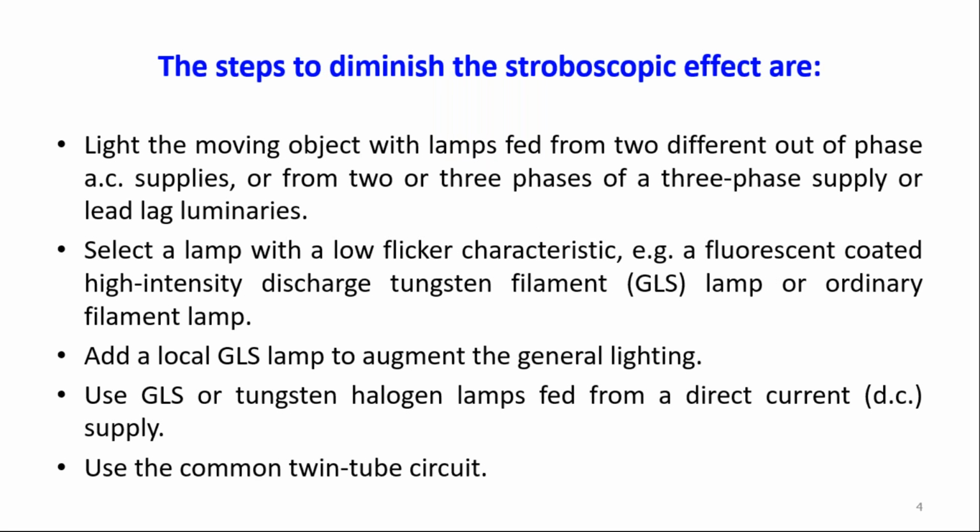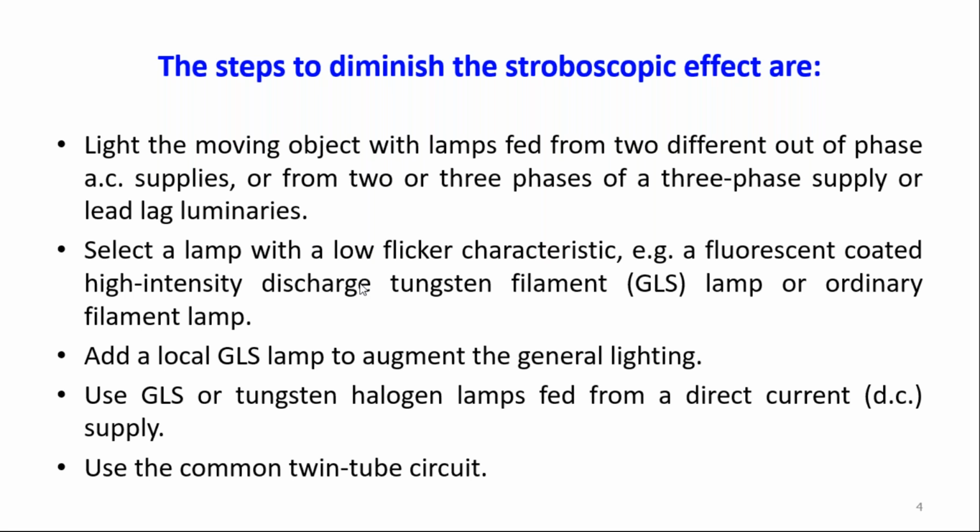So how to diminish this stroboscopic effect? Light the moving object with lamps fed from two different phase AC supplies, or from two or three phases of a three-phase supply, or LED luminaires. So rather than supplying from a single point, we can supply the AC current from two different sources or from two or three phases of a three-phase supply. That is one of the remedies.